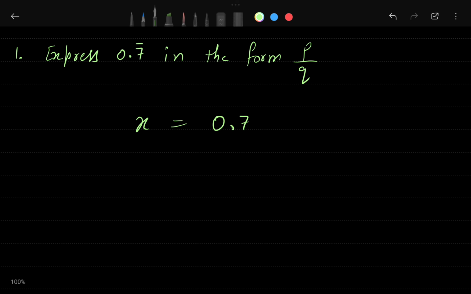So I write this 0.7 bar equal to x. Now why I did it, you see that I told you that 0.7 bar is a rational number, and if it is a rational number, then I can write it in the form of p by q. So I assume that the p by q form of 0.7 bar is x. I do not know right now what is the p by q form of 0.7 bar, so I assumed it to be x. So I write 0.7 bar is equal to x.